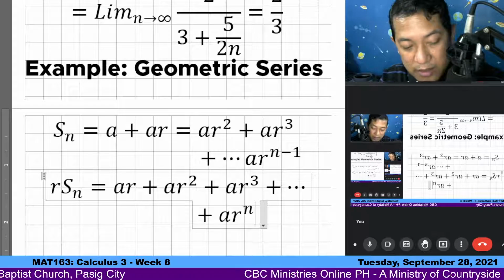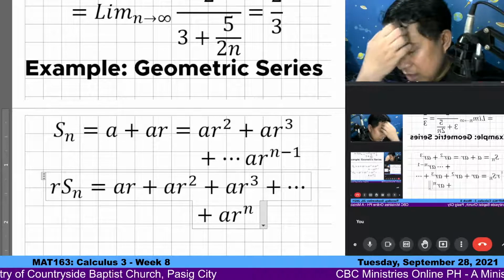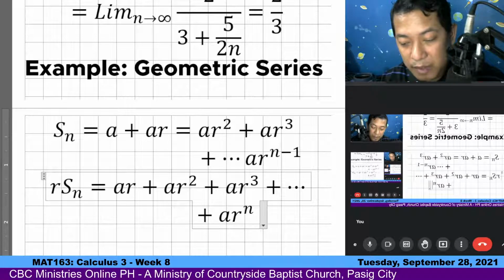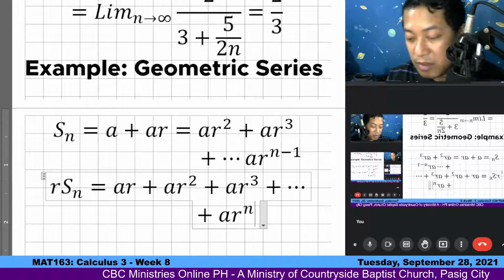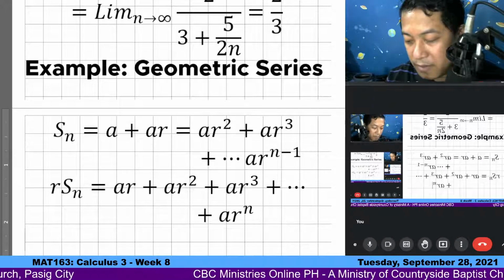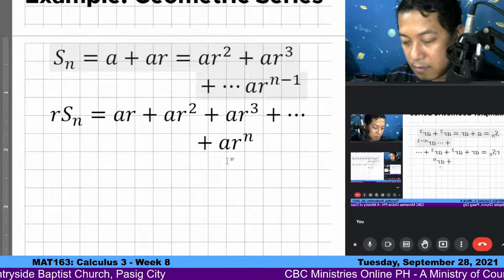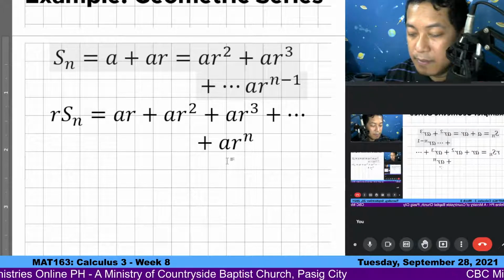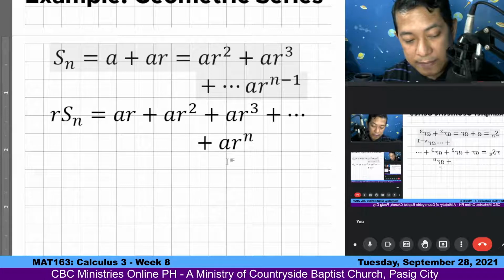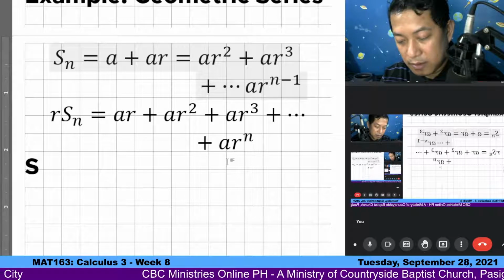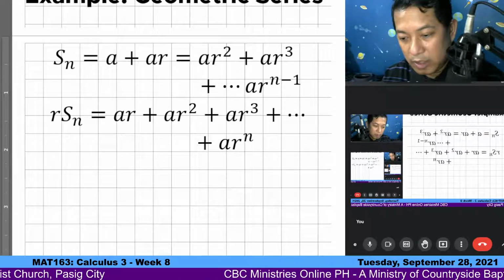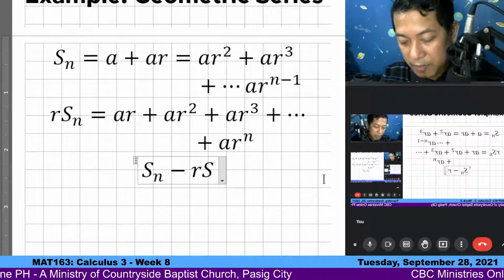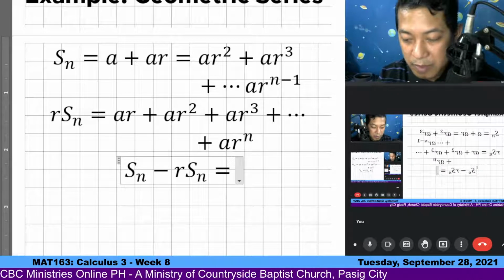And then from here, we could subtract it from its original. Subtracting S sub n with the one that is being multiplied by R. Look carefully at the difference, guys: S sub n minus R times S sub n. Of course, from here, we could have some cancellation.